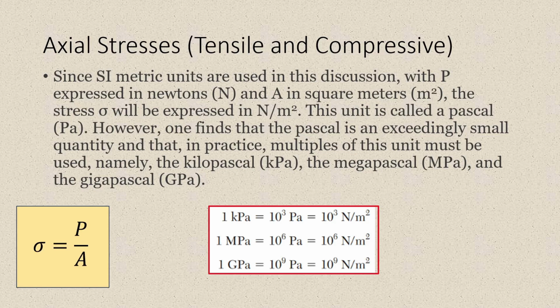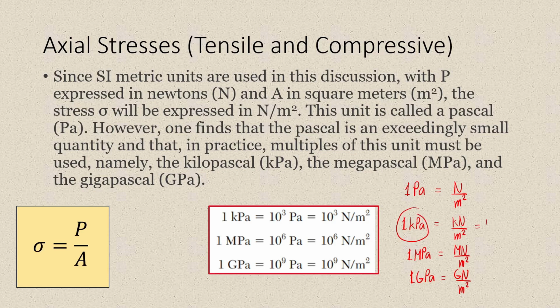Now, since SI metric units are used in this discussion, with P expressed in newtons and A in square meters, the stress sigma will be expressed in Newton per m squared, and this unit is called a Pascal. Now, let's write that here. 1 Pascal is equivalent to Newton per m squared, and so if we have kPa, that will just be kN per m squared, and if we have MPa, that will be meganewton per m squared, and if we have 1 GPa, that will be giganewton per m squared. As such, 1 kPa is equal to 1000 Pa, and 1 MPa is equal to 1000 kPa, and 1 GPa is equal to 1000 MPa. This will be our conversion.